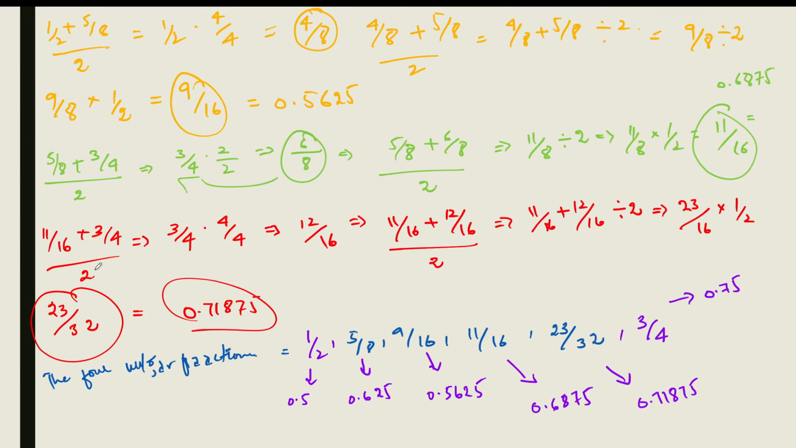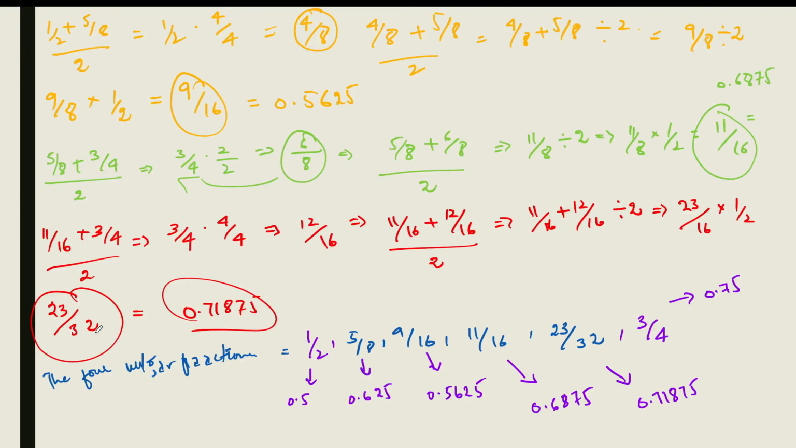The fourth one is done in the same manner. We get 11 over 16 plus 3 by 4. Again, the denominators are brought to the same value. Calculations are being done. The reciprocal of division by 2 is taken, which is 1 over 2, multiplication 1 over 2. And then we get our fourth vulgar fraction, which is 23 over 32.